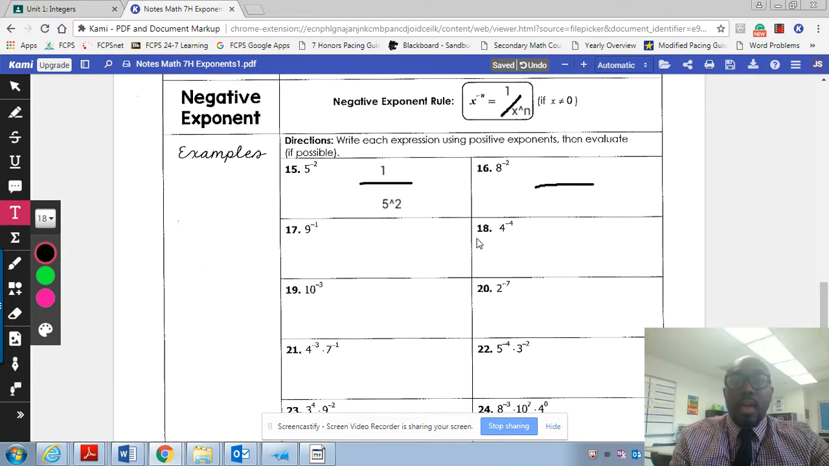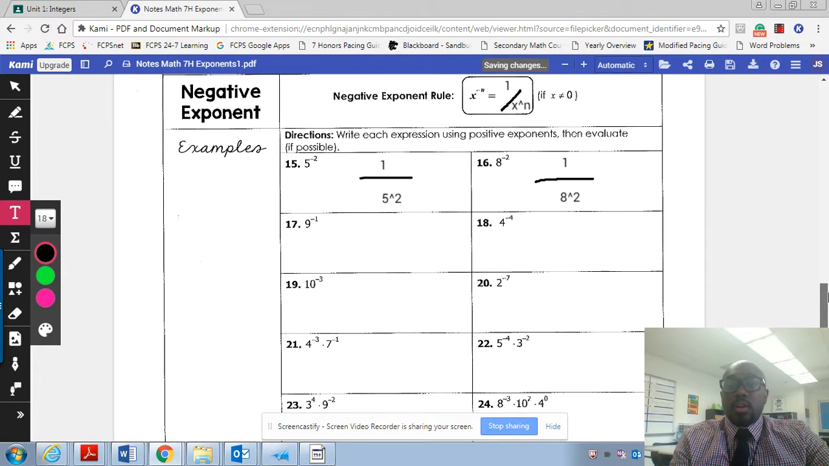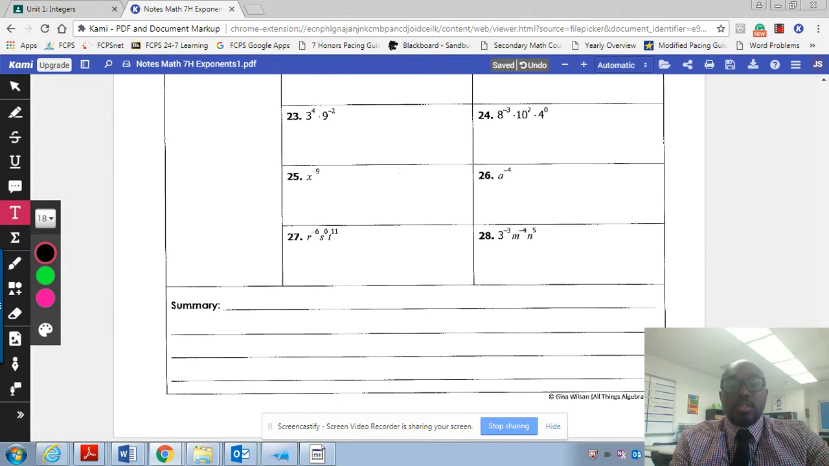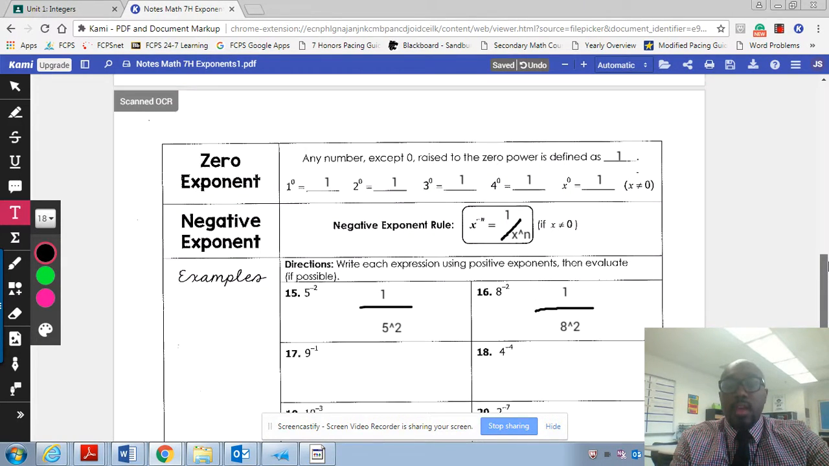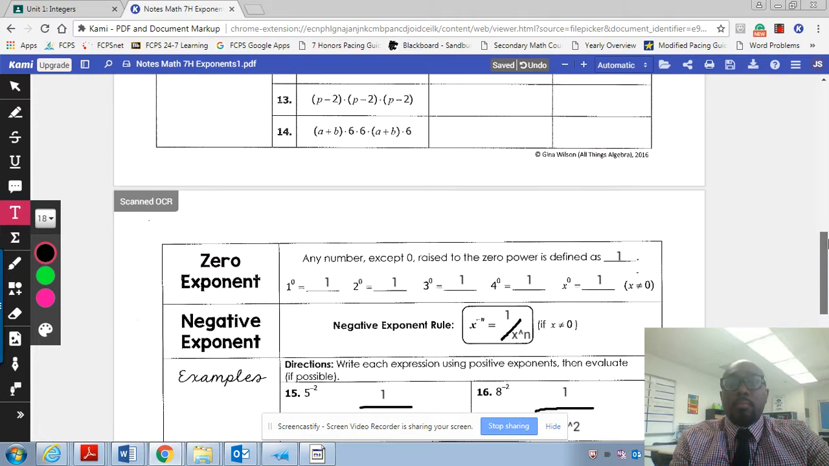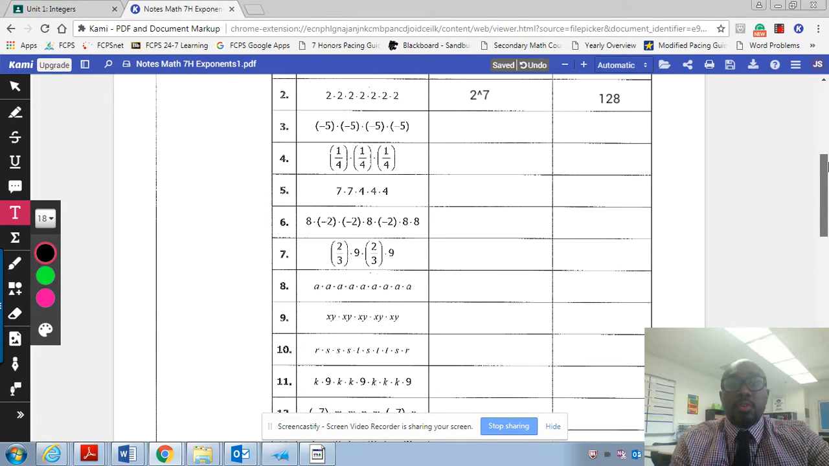So the next one, we have 8 to the negative 2 power. So we never want to have a negative exponent, so we're going to rewrite this as its reciprocal. So we're going to have 1 in the numerator, and 8 to the second power in the denominator. So what you're going to do is you're going to go ahead and finish all of these. We're going to discuss them briefly in class tomorrow if you had any questions on any one, and complete the notes. I'm going to have the answers posted while you do your warm-up tomorrow, and we're going to talk about it briefly in class.